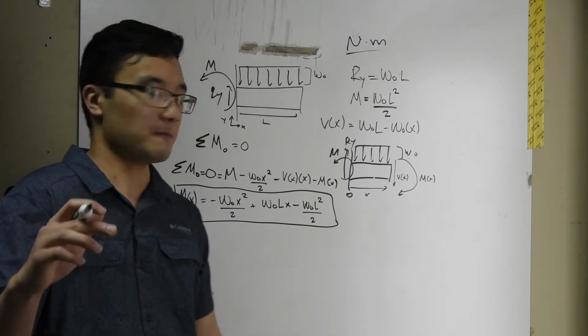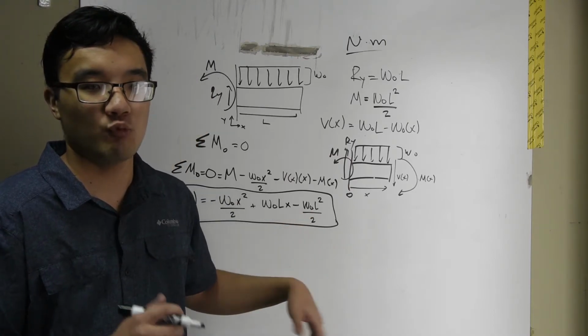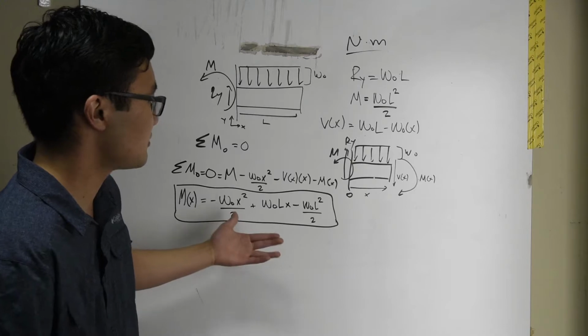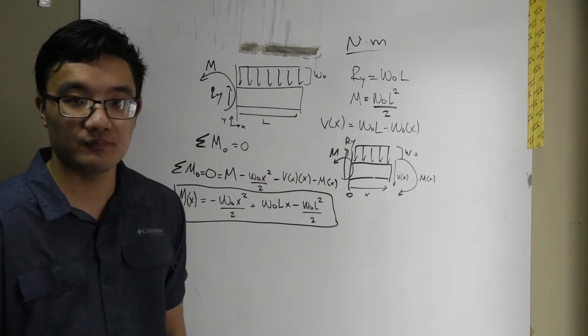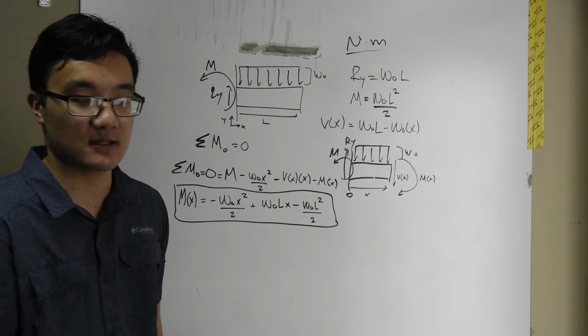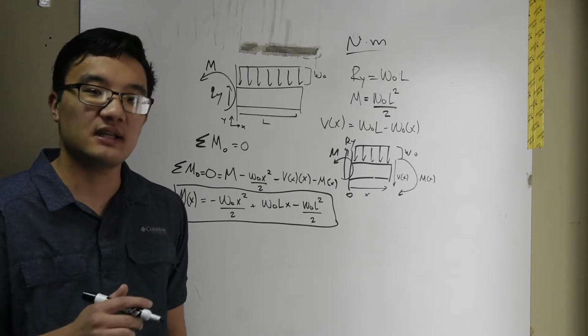But now you're saying, hey Ethan, there's a negative sign. Why is there a negative sign? Negative w naught L squared over 2 is not the same as w naught L squared over 2. And you'd be absolutely correct. It's not the same. But why is it negative?